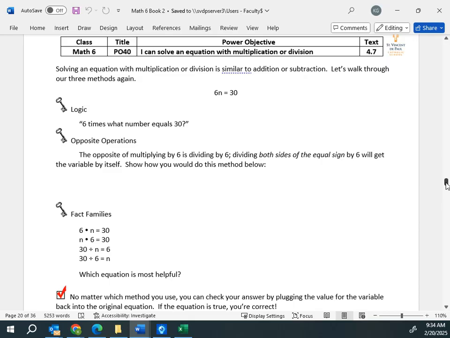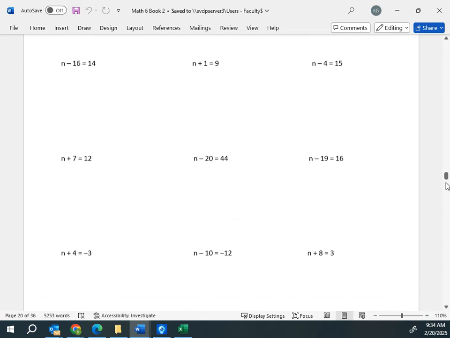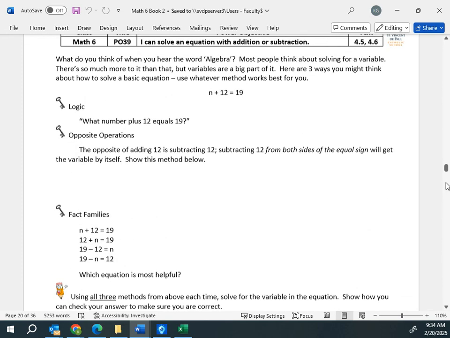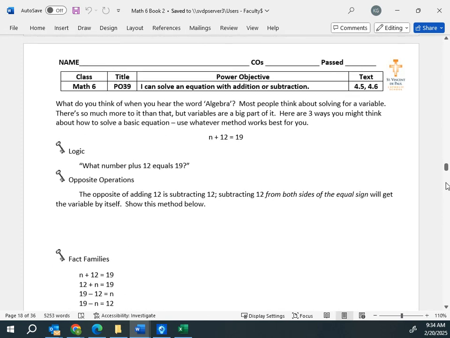PO 39 was using that addition or subtraction. What number plus 12 equals 19? 19 minus 12 is what number? So use those opposite operations, use the logic. Any questions on those two objectives?